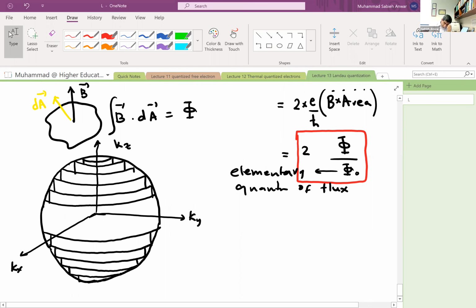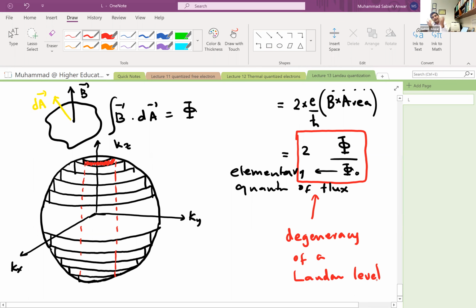Now all of those kx and ky points coalesce onto this tube. So if I make a longitudinal section of this diagram, this is a tube in the middle of the Fermi sphere, and it's a vertically pointing tube. All of the kx and ky points, whose number is given by this, is nothing but the degeneracy of a Landau level. All of these states coalesce onto the Landau tube. This is called a Landau tube.